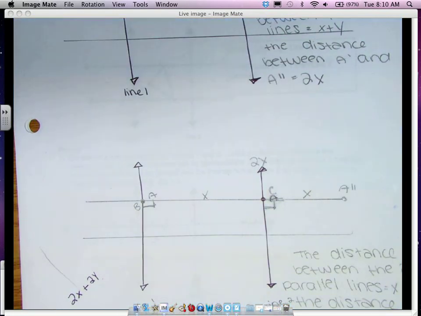So we started with A here, right? And we reflected it all the way over line 1. And then we reflected that back over line 2. So what's the distance between line 1 and line 2? And what's the distance between A and A naught? Okay, thank you guys.